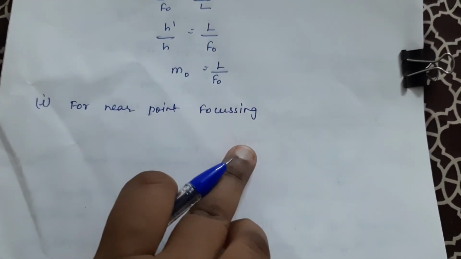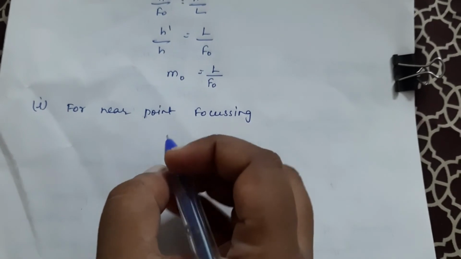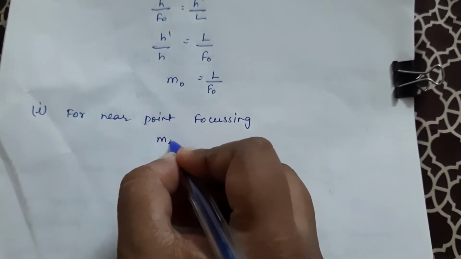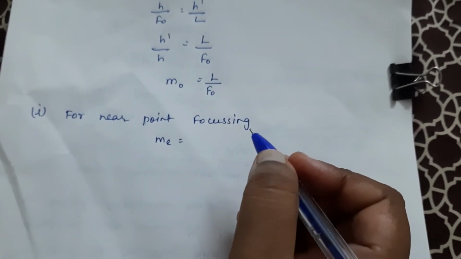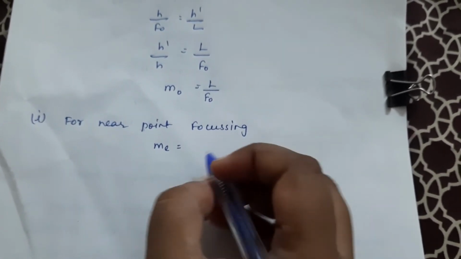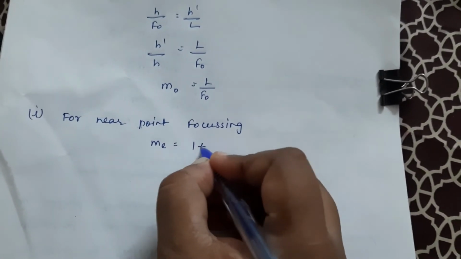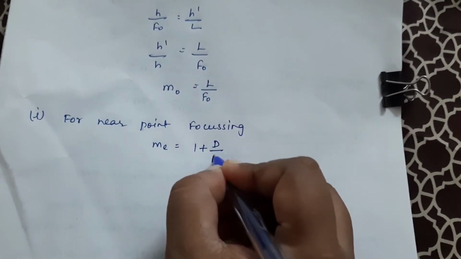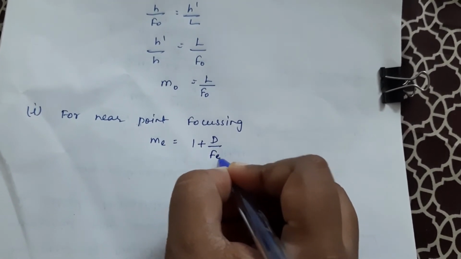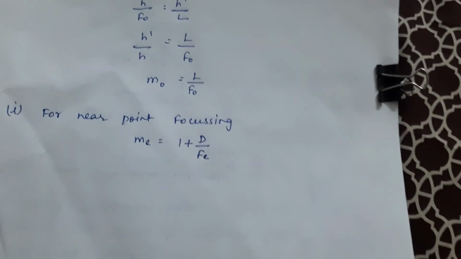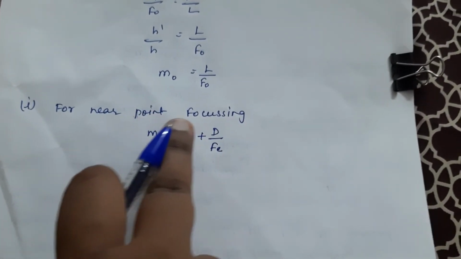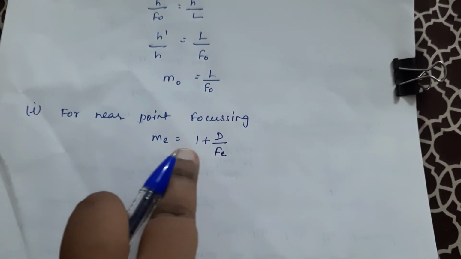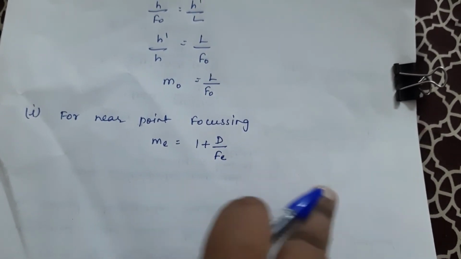Now for near point focusing, the magnification of the eyepiece, because the eyepiece is behaving as a simple microscope, is given by 1 plus D by Fe. This we have already proved. For near point focusing, the magnification of the eyepiece is 1 plus D by Fe.